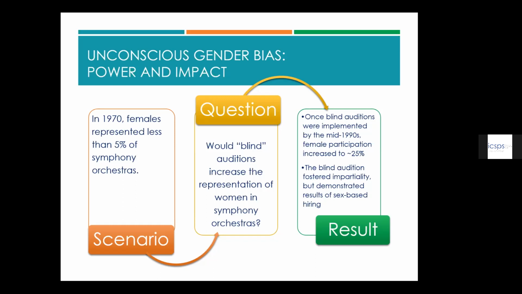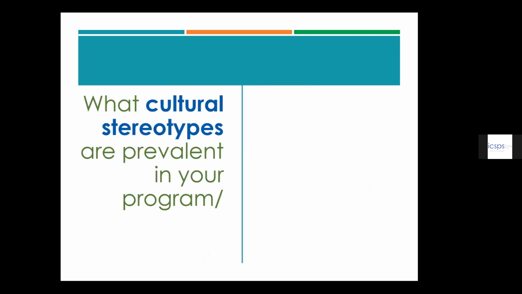So you've heard this before, maybe. So let's stop for a second to just say, we're aware bias exists. We're aware that those implicit biases are there, but let's do a little self-reflection now. So our next slide is, what cultural stereotypes are prevalent on your campus or program?